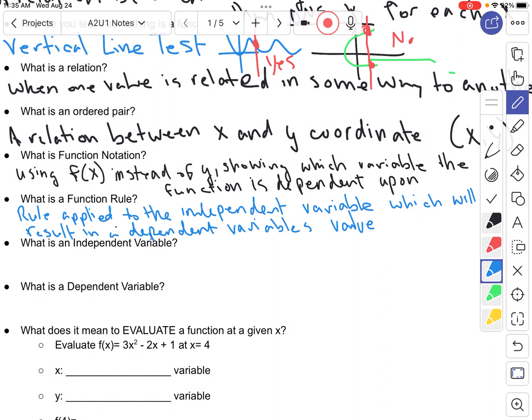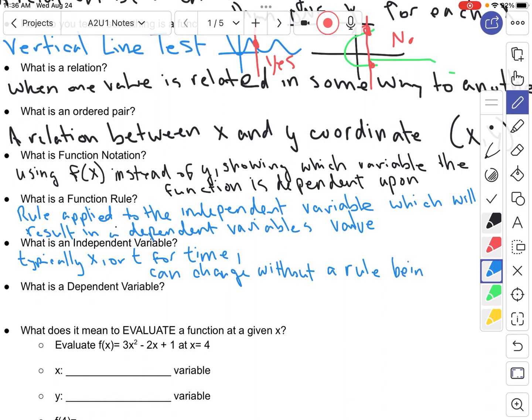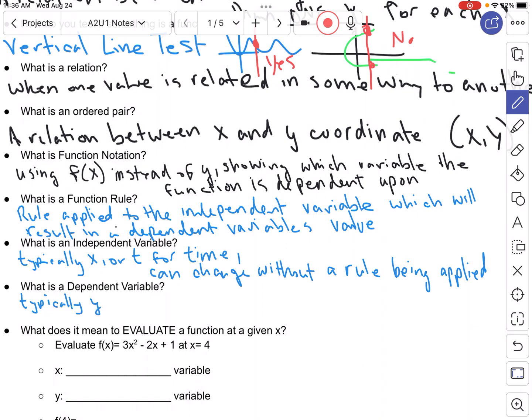What is an independent variable? It's typically x or t for time. It can change without a rule being applied. What is a dependent variable? Typically y. And its value is dependent on the value of the independent variable.